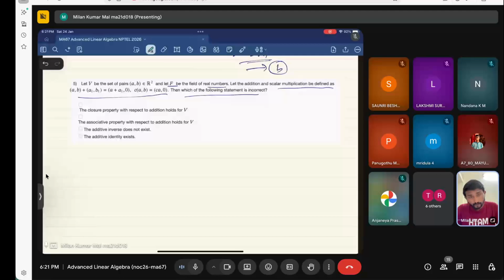So now this is the second problem. Let V be the set of pairs (a, b) belonging to R2 and F be the field of real numbers. So basically F is actually R. Let the addition and scalar multiplication be defined in this way. Then which of the following statements is incorrect? The question is incorrect, not correct.